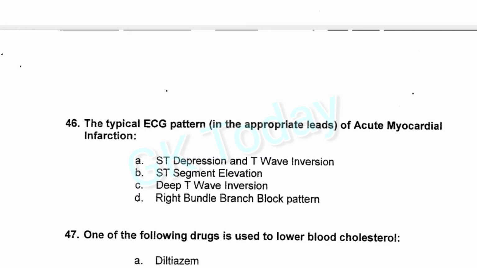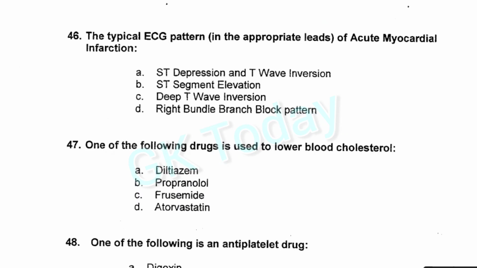Question number 46. The typical ECG pattern of acute myocardial infarction. Correct answer is option B, ST segment elevation. Question number 47. One of the following drugs is used to lower blood cholesterol. Correct answer is option D, atorvastatin.